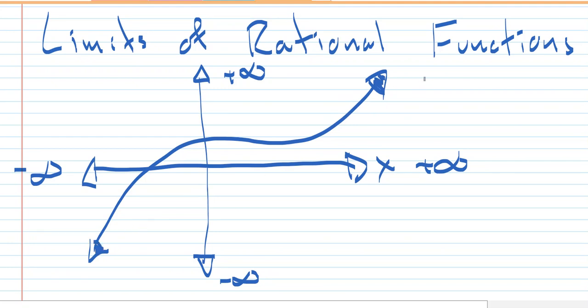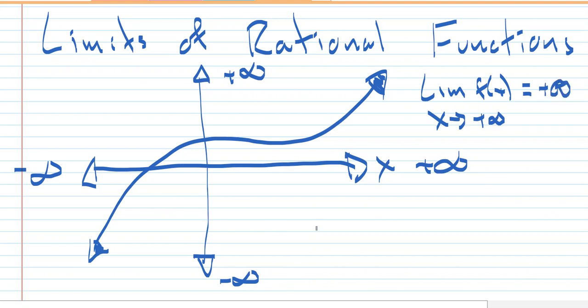So we could say that the limit of this function, let's call it f of x, as x approaches positive infinity is equal to what? In other words, what is the function value doing as x gets infinitely large, goes out infinitely far to the right? Well, this graph is going up infinitely far towards positive infinity. So the limit is positive infinity.